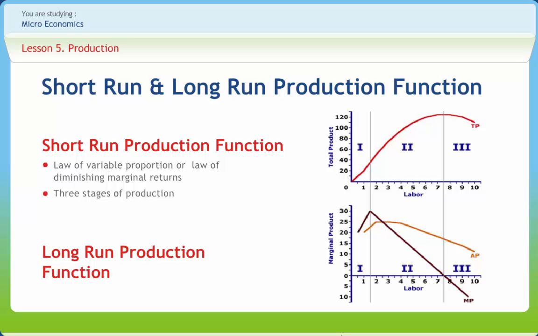Let us discuss three important concepts used in such an analysis. They are AP, MP, and TP. The graph shown on the slide presents the three product curves that form the foundation of short-run production analysis. The curve labeled AP is the average product curve. The one named TP is the total product curve, while the MP curve is the marginal product curve.